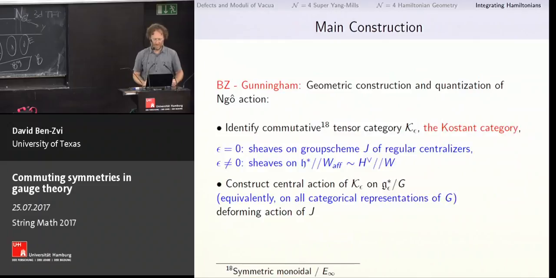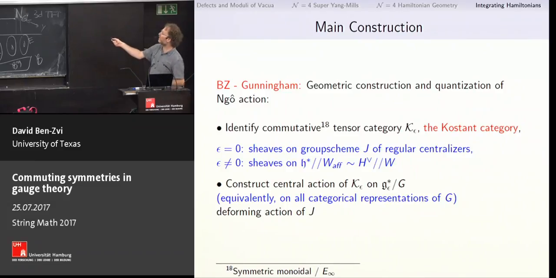Okay, so now let me try to say what we do with Sam Gunningham. What we do is we give a geometric construction, an a priori construction of Ngo's action, but maybe more importantly, we quantize it. So we give a universal integration of these non-commutative, these quantum integrable systems. So what does it mean that we quantize this action? That means we give a commutative algebra of line operators, or more precisely, a commutative tensor category, which we call the Ngo category. So I'll tell you what it is.